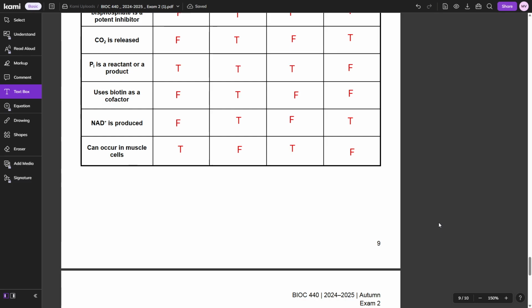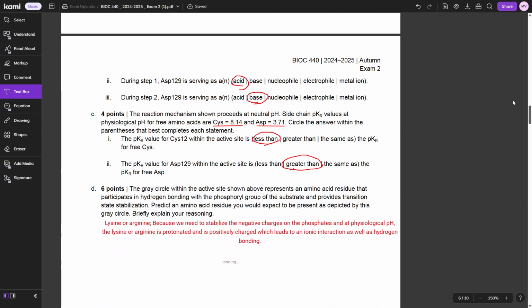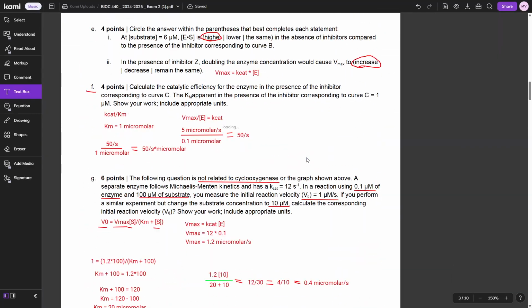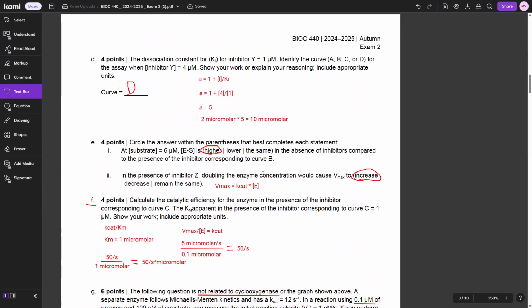For question one, 1E. What was your thought process on that? Because I was kind of unsure. For this one? Yeah.